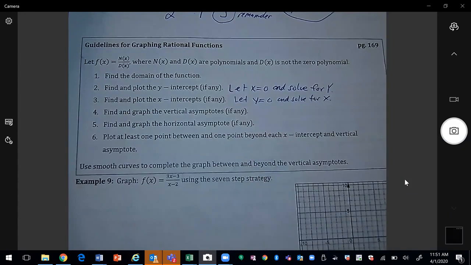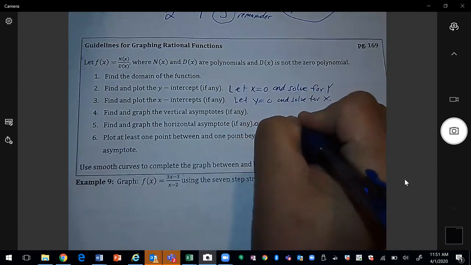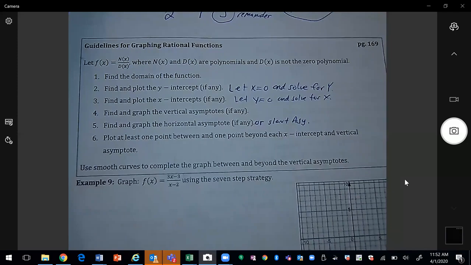We can find the vertical asymptote, and after that, we can find the horizontal asymptote if any exists. And I'm going to put here or slant. Okay. And then we can plot at least 1 point or 2 points, or as many points as you feel you need to finish seeing what the graph looks like. And you want to do it between the asymptotes and the x-intercepts. So let's look at this example.